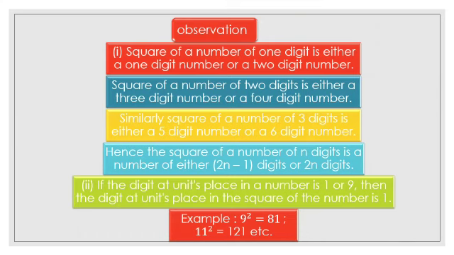Similarly, 11 squared. What is the value of 11 squared? It is 121, a 3 digit number. When we square 9, we get a 2 digit number, that is 8 and 1.